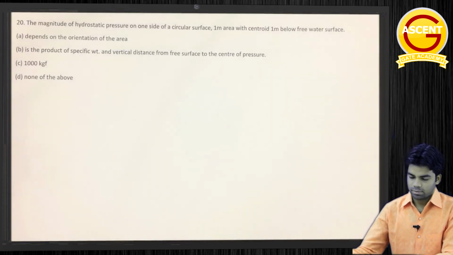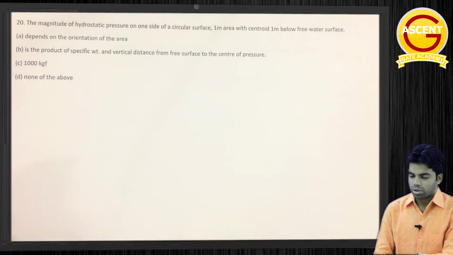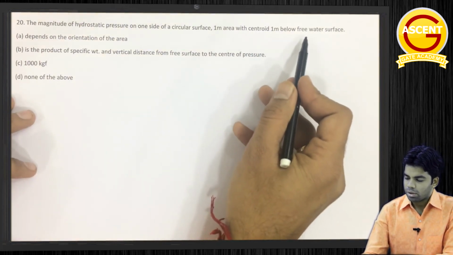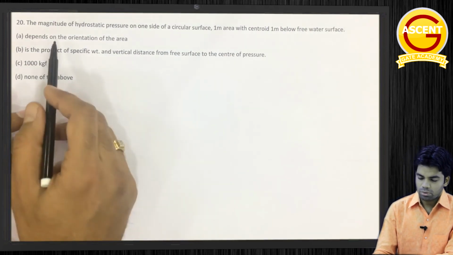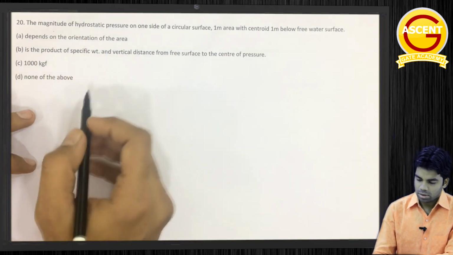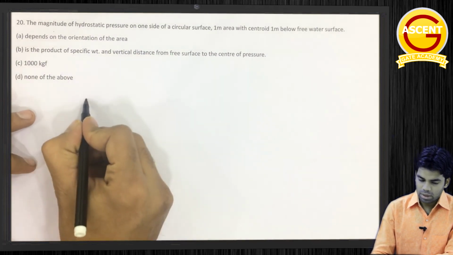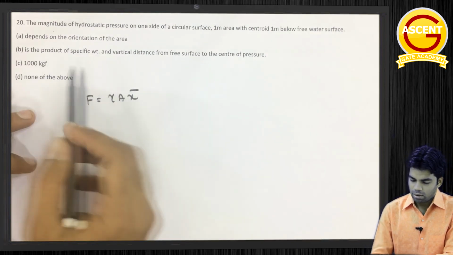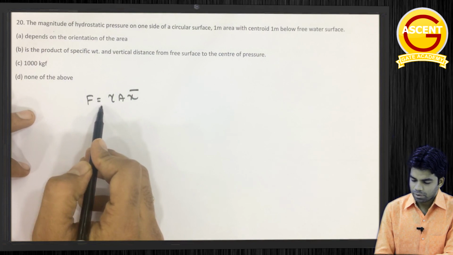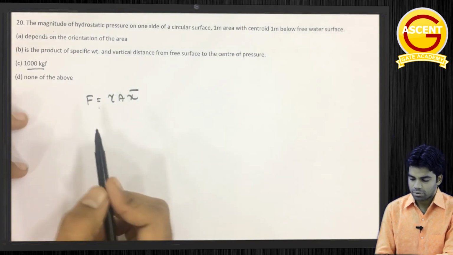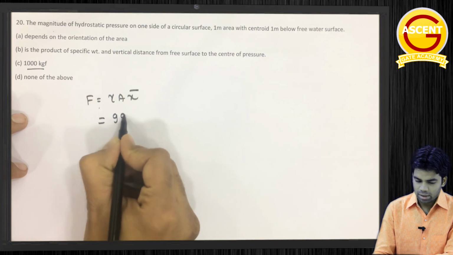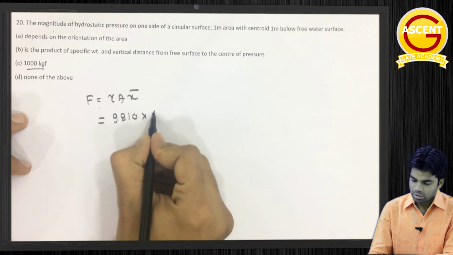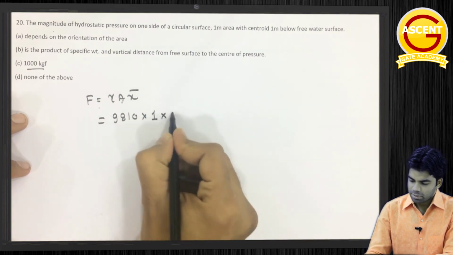Okay, next question. The magnitude of hydrostatic pressure on one side of circular surface 1 meter square area with centroid 1 meter below free water surface is. Okay, so we want to determine the magnitude of hydrostatic pressure on one side of circular surface. So same thing, F is equal to gamma A x bar. Now according to the options, it would be better if we determine the value, because one of the options is 1000 kgf. So this is equal to 9810 into area. Now what is this area? Area is given as 1 meter square, then x bar is also 1.